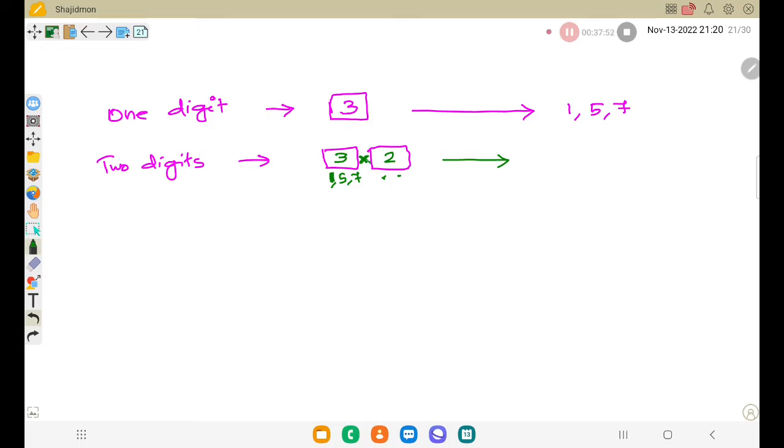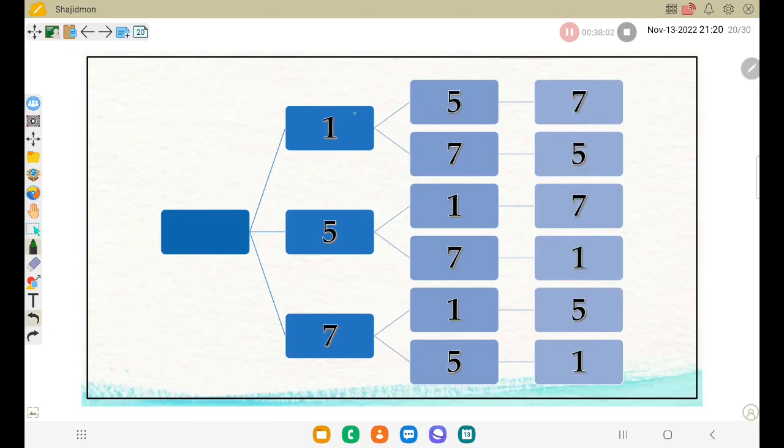Use the multiplication rule, one event followed by another event. So 3 multiply 2 means how many ways we can do it? 6 ways we can do it, correct? So for example, you can see the picture here. What are the first digits you can see from the example? 1, 5 and 7, correct? These are the 1 digit numbers.